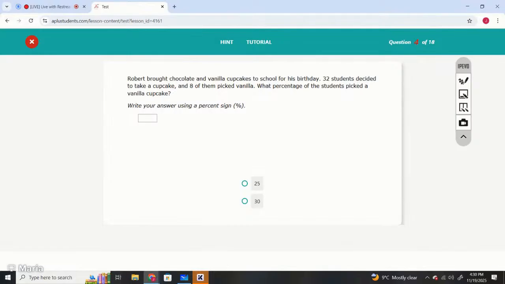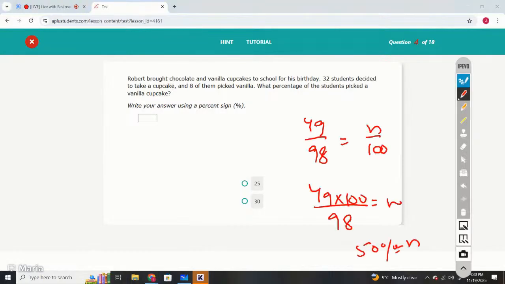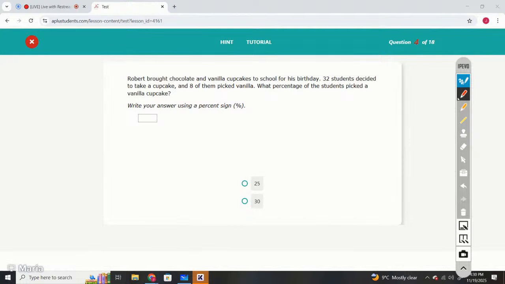Robert brought chocolate and vanilla cupcakes to school for his birthday. 32 students decided to take a cupcake and 8 of them picked vanilla. What percentage of the students picked a vanilla cupcake?